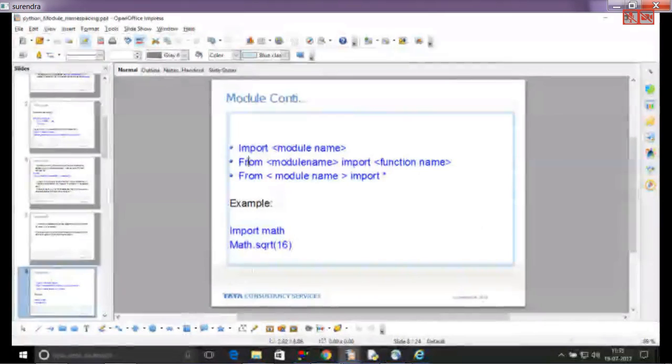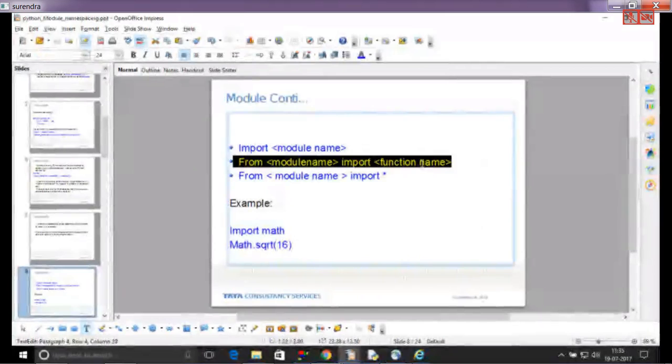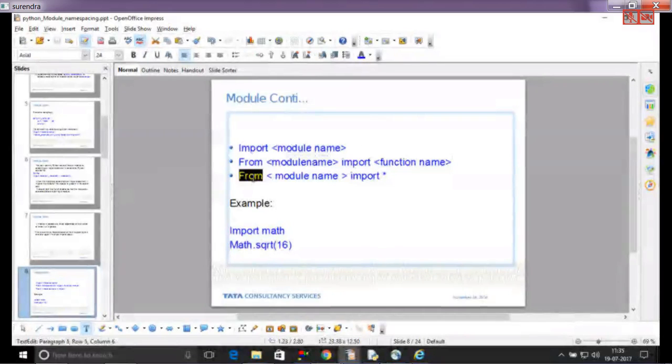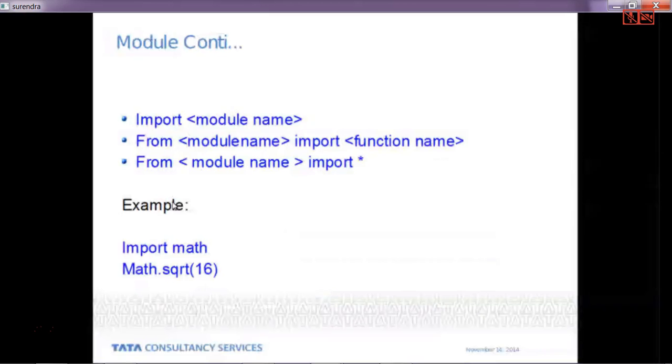From module name, import a specific function name, or one individual function from that particular module. And the second one is from module name, followed by the import keyword and the asterisk, meaning all the functions, all the methods, all the things in this particular module. Everyone understanding, right, this one?